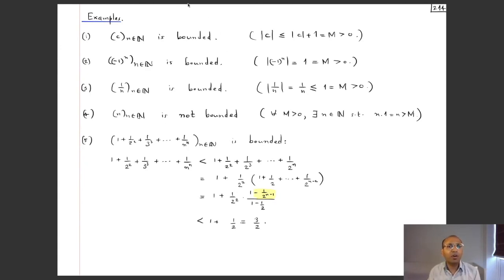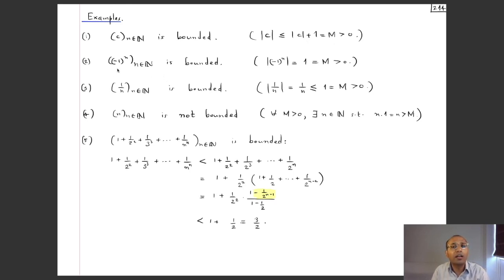So if I look at the constant sequence, of course it's bounded because mod C is less than or equal to mod C plus 1. I add 1 because if by chance C is 0, I wanted M to be positive, so I take mod C plus 1, that's a positive number, and all the terms are bounded above by this mod C plus 1, so it's bounded.